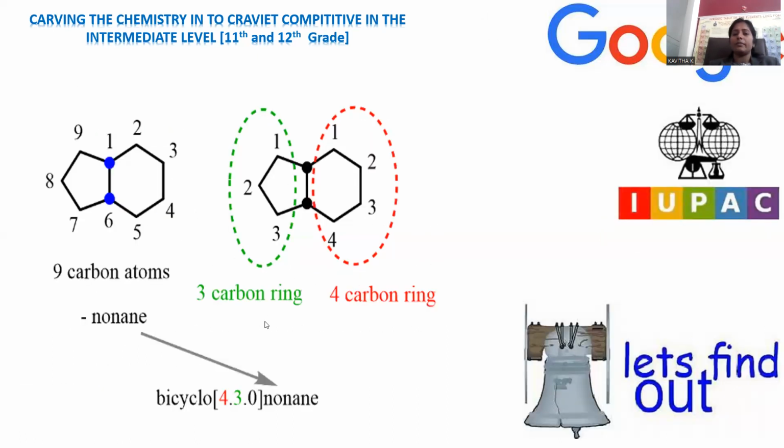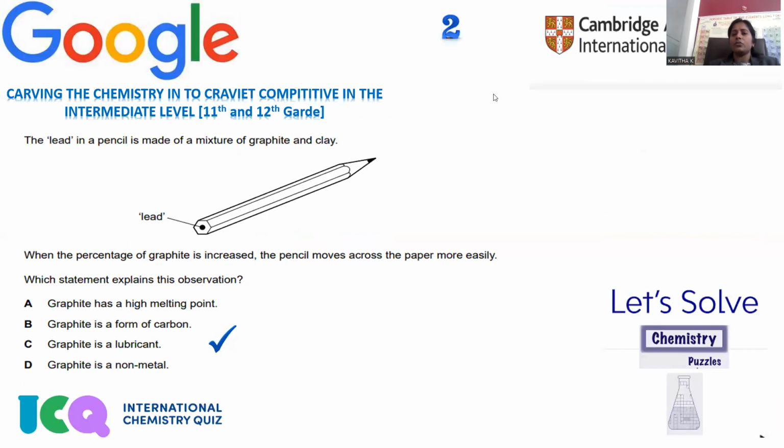Move on to question number 2. Question number 2 is collected from Cambridge Assessment International Education. The lead in a pencil is made up of a mixture of graphite and clay, right? So here pencil lead is made up of graphite and clay. Here graphite is specific for the pencil lead. Lead is not exactly the lead metal, rather it is made up of graphite. Graphite is a carbon compound, an allotropic form of carbon. When the percentage of graphite is increased, if you are increasing the graphite content over here, the pencil moves across the paper more easily.